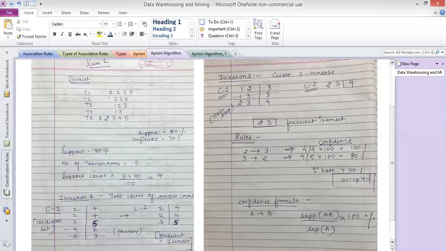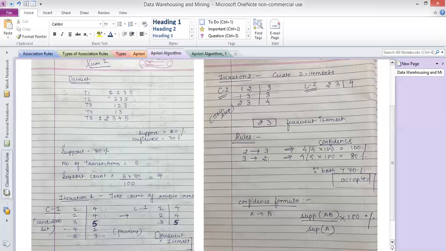Okay. After you write down the rules, you have to find the confidence for each rule. How do you find out the confidence? Here is the formula for confidence. Say, for example, if a rule is A implies B, the confidence will be the support count of AB together divided by the support count of LHS, which is A here, multiplied by 100%. If we apply this here, the support count of AB, which means 2, 3, is 4, divided by the support count of LHS, which means 2 here. The support count of 2 was 4. So 4 by 4 into 100 gives you 100% confidence.